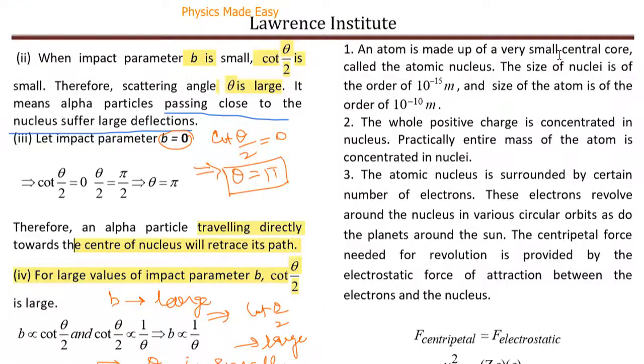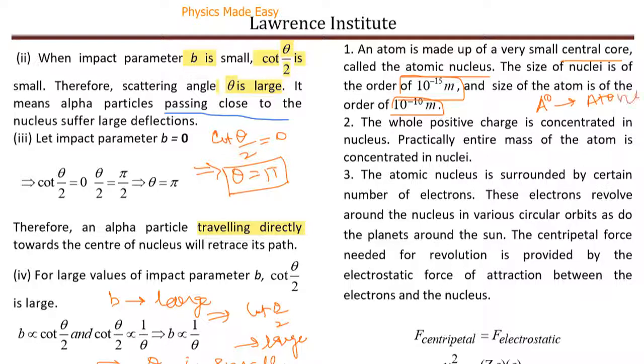The atom is made up of a very small central core called the atomic nucleus, and the size of the atomic nucleus is of the order of 10 raised to power minus 15, and the size of the atom is of the order of 10 raised to power minus 10. Note this, the size of the atom is in angstroms.